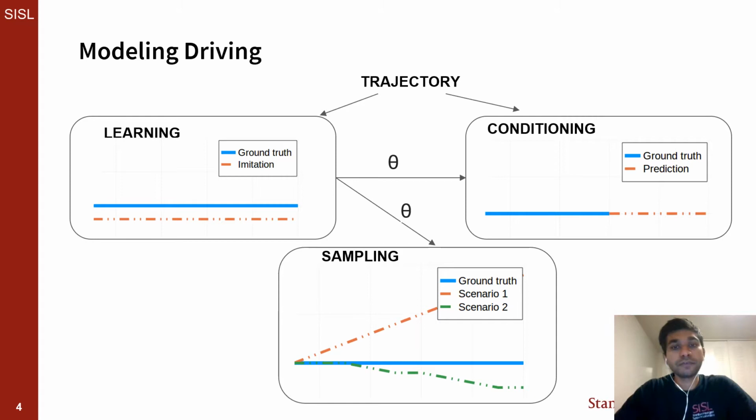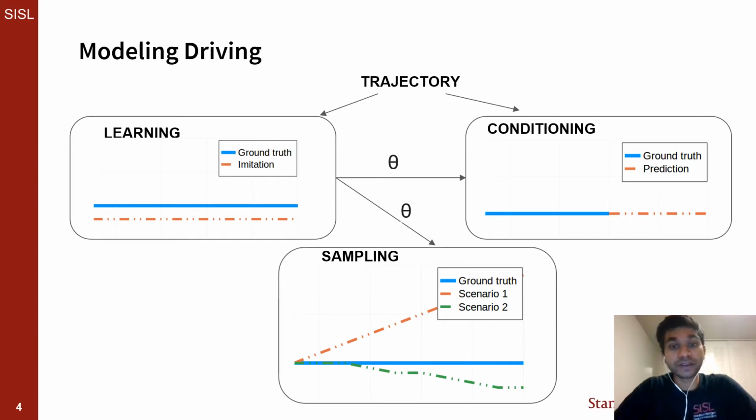Here is my mental map of what constitutes human driving modeling. We are given a trajectory in all these pictures that is shown in blue. So think of this like a trace of positions of the vehicles from the highway demonstrations. Given this trajectory, we can do interesting things with it. First, we can learn a model. So let's say we have some parametric model parameterized by theta, and the learning is dependent on how close our imitation, as shown in the orange in the picture on the left, is to the blue demonstration.